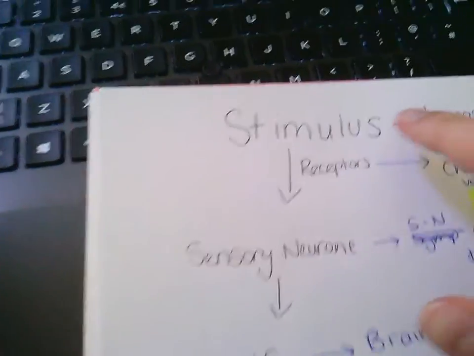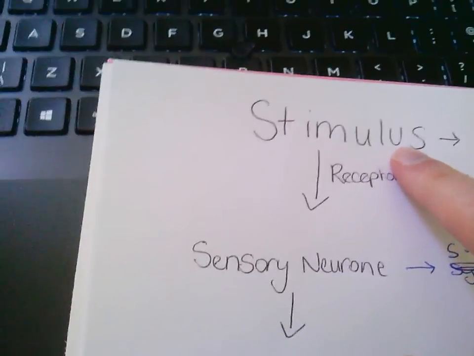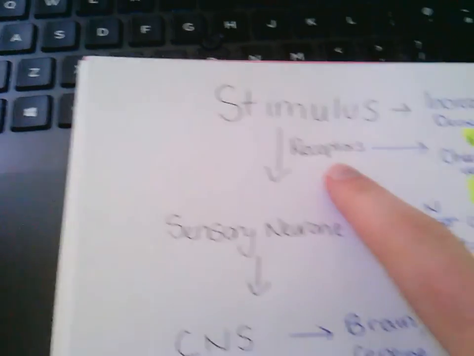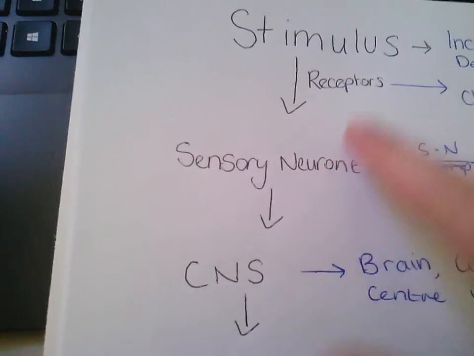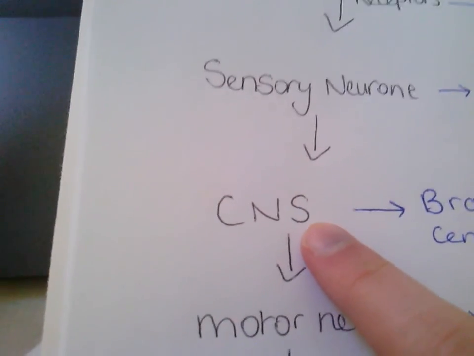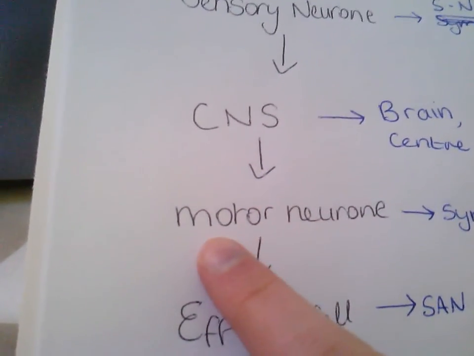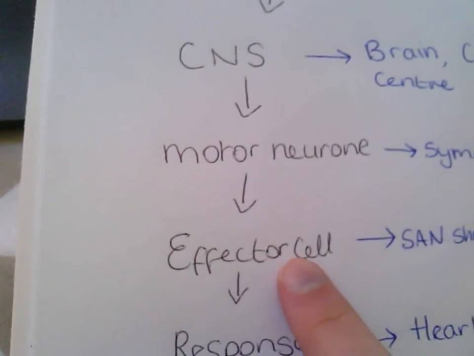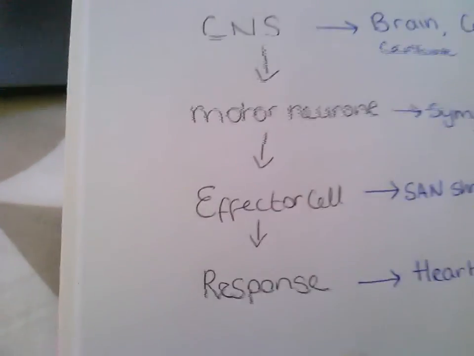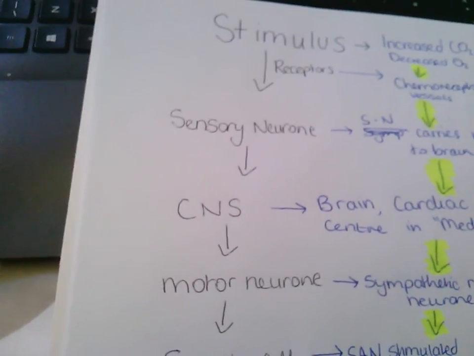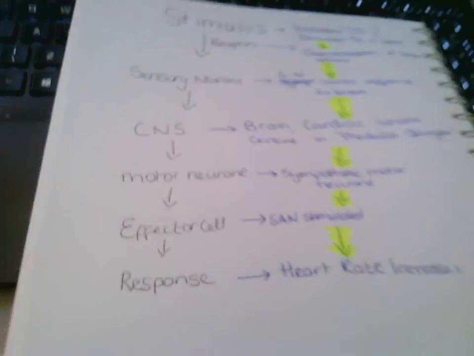Great. So looking at the stimulus response chain, we talked about the stimulus being a change in the internal or external environment. We said that's detected by the receptor. The receptor sends a message down a sensory neuron from the receptor to the central nervous system. We said that could be the brain or the spinal cord. That then sends a message out through a motor neuron to an effector cell. An effector cell is something that's going to bring about a response, and the response will happen. So in black there, we've got the general stimulus response chain.